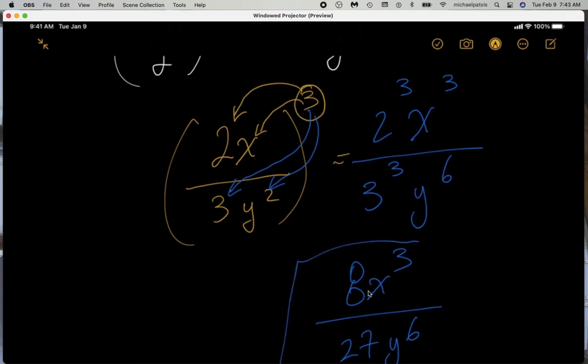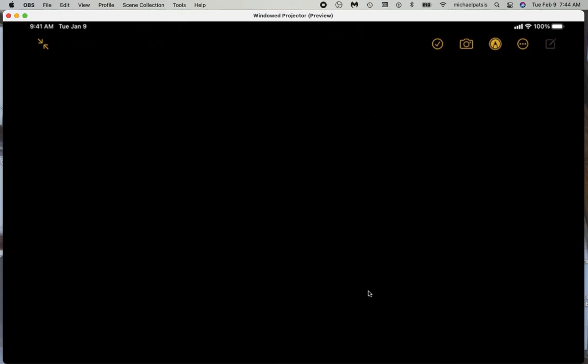Okay. Can't simplify this any further because the 8 and the 27 don't have any common factors, and the x to the third and y to the 6th are different bases, so you can't do anything here. Okay, let's talk about negative exponents vis-a-vis the power rule. You're given something like this.